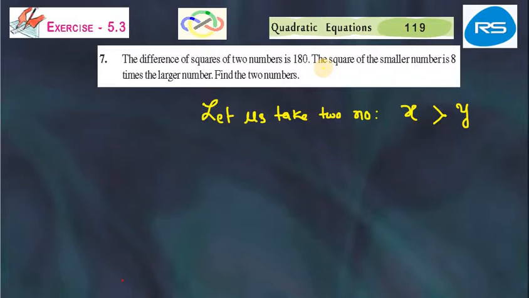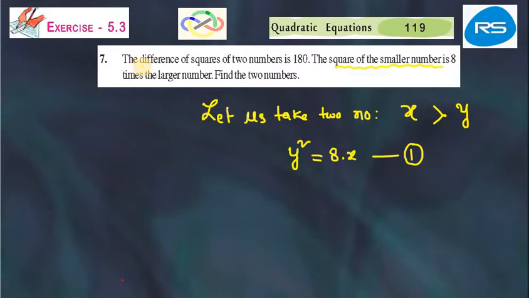Now in the second sentence: the square of a smaller number is 8 times the larger number. So this is y square is equal to 8 times the larger number, that is 8x. So this is the first part. We have taken the second half of the sum, and I got the one equation.